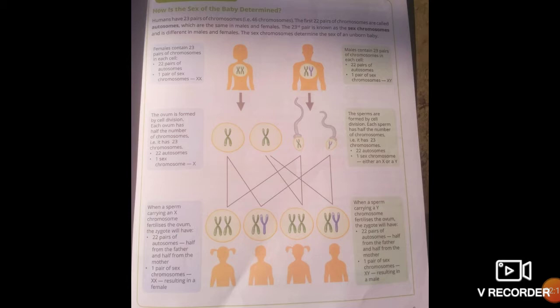Now gametes will be formed. From female, X and X gametes will be formed, and from male they will be X and Y. So when there is a cross between them, there will be four possibilities. Look at the first one, XX, second XY, third XX, and fourth XY.